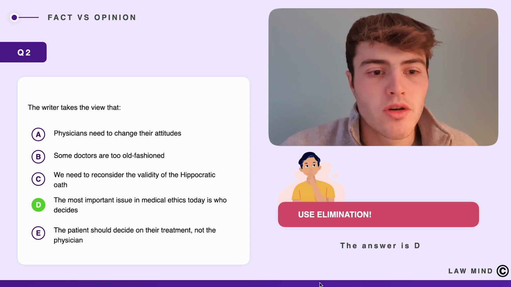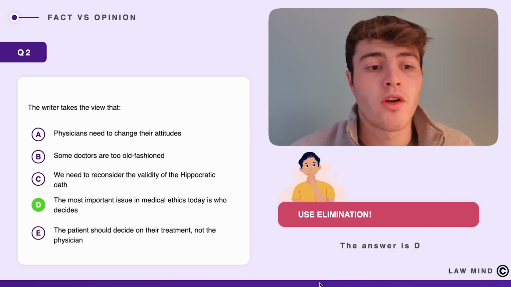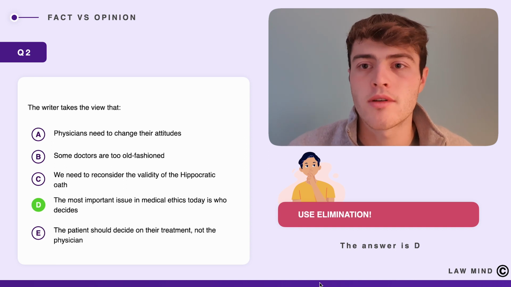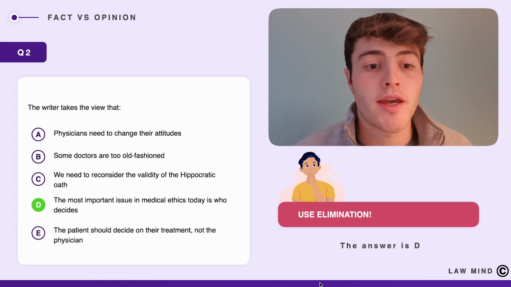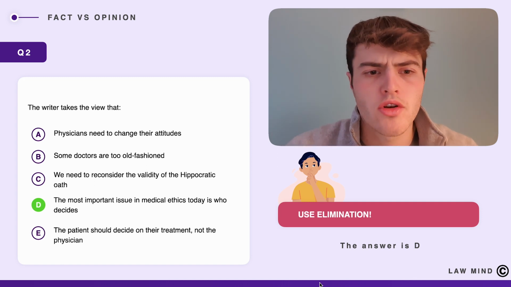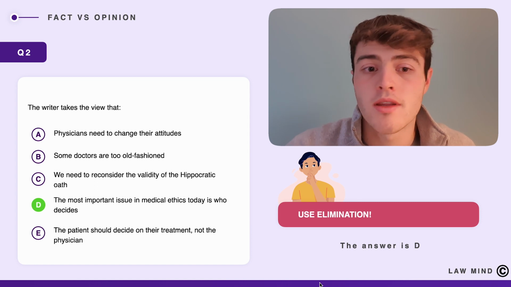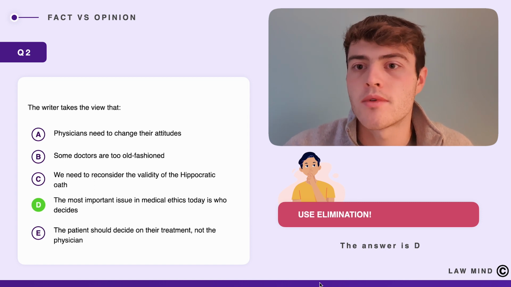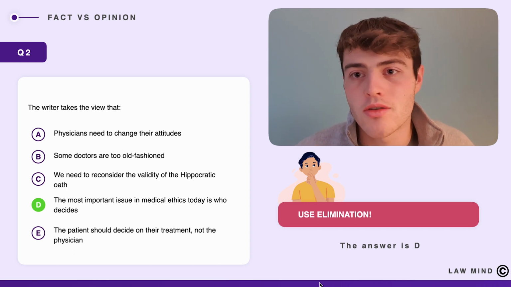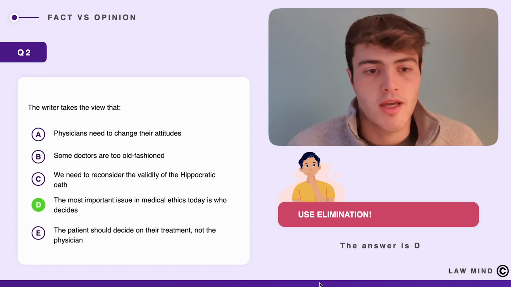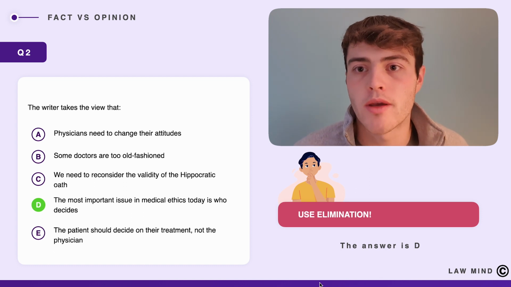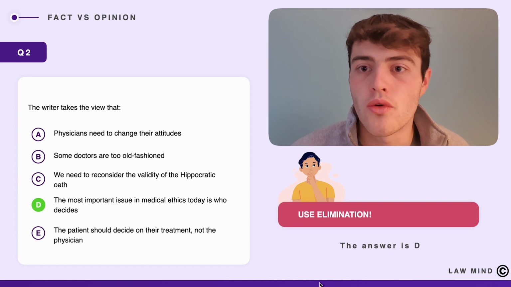So let's have a look at some of these options then. Option D and option E are fairly similar in some ways. Just option E is more specific. Option E says the patient should decide on treatment, whereas option D says the important thing is who decides. So option D isn't suggesting that it should be the patient or the physician or anybody else that should decide. It's just saying that the important question in the debate we're having today about this topic is that one, as to who should decide.